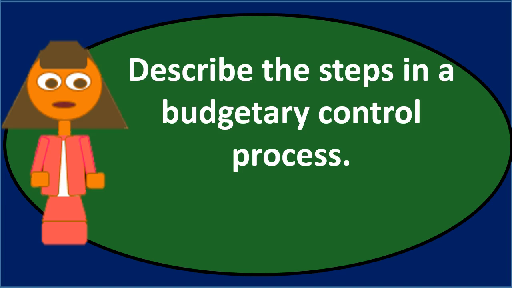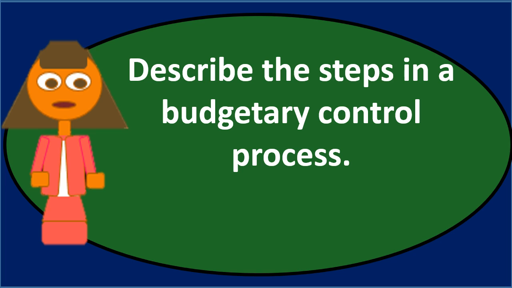In this discussion, we will discuss the discussion question of describe the steps in a budgetary control process. When we see a discussion question or essay question like this, our goal is really to expand on this. We would rather write more rather than less because in an essay question, we're more likely to pick up the points for what is being looked for. And if we write more than is asked, we usually don't lose points for that.